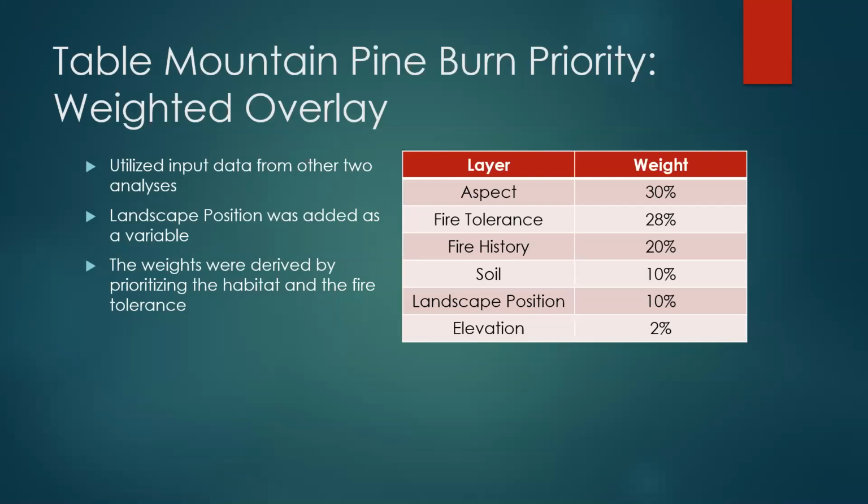It was not given a high weight because during the classification, the ridgetop areas do combine both southwest and northeast slope components. And from the literature, it is known that Table Mountain pine really naturally only grows on southwest slopes. And finally, elevation was given the smallest weight. This is mostly due to the fact that a majority of the park falls within the habitat elevation window, but it was included because there are a few places within the park that are not in that window.